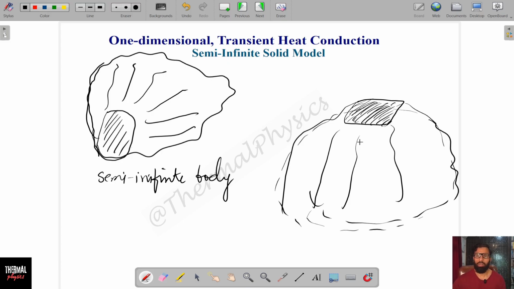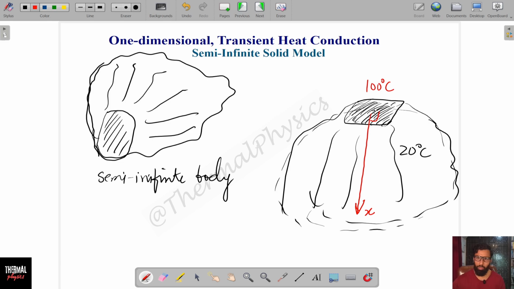Now, how we can apply this model and what we can achieve using it is this: the whole system is at some initial temperature, say 20 degrees Celsius, and the condition on this surface is changed. Suppose we maintain it at 100 degrees Celsius. Now, taking the direction perpendicular to this surface, we will call it x, and this is the direction along which heat transfer will occur.